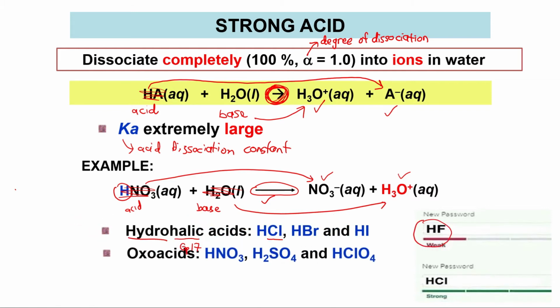Next, another example is going to be commonly used oxo acids such as HNO3, nitric acid, H2SO4, sulfuric acid, and also HClO4, which is called perchloric acid. So there is no other way. You need to memorize that these are the examples of strong acid that you are going to encounter in SK015.